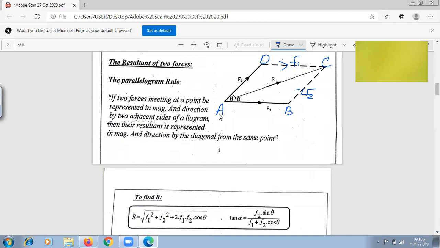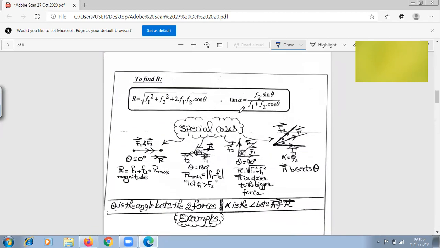Okay, this is geometrically. Now, if we want to find the resultant algebraically, we have two rules. This rule will be proven later using the cosine law. That rule will be proved later using the second lesson in statics, which is the resolution of a force into two forces. You have to know the aim of our lesson, which is we replace the two forces by just one force. This one force is called the resultant of the two forces.